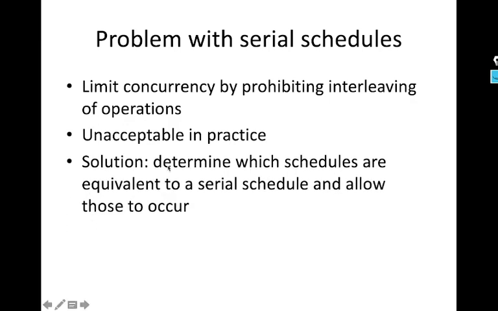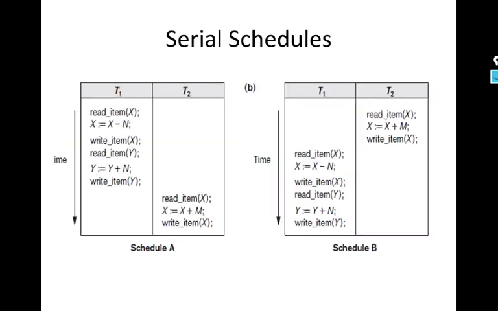So the solution is to determine which schedules are equivalent to a serial schedule and allow those schedules to occur. If we have some interleaved or non-serial schedules, we have to check whether those non-serial schedules are equivalent to a serial schedule, because serial schedules are always correct. If they are equivalent, we can say that this non-serial schedule is equivalent to this serial schedule. In this example, these two schedules are always correct. There won't be any problem because they execute one after the other.